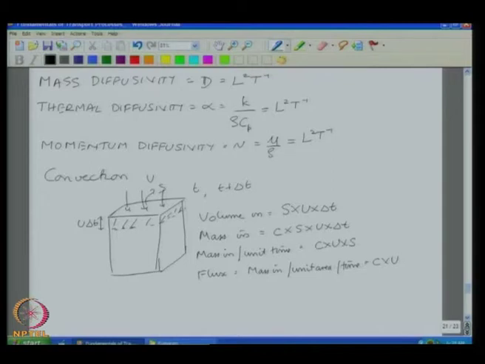Flux of energy is equal to the energy density, the energy per unit volume, into velocity. Flux of momentum is the momentum density, that is the momentum per unit volume, into velocity. So, therefore, for convective transport, the flux is equal to the density of the quantity into velocity.